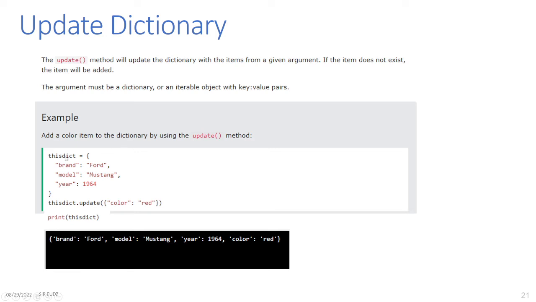So here we have this dic: brand, model, year. Then we're updating our dictionary but using a key that does not exist. What will happen is this will be added. Again, if the item does not exist, the item will be added. If we print this dic, we have here now color red added to our original dictionary.